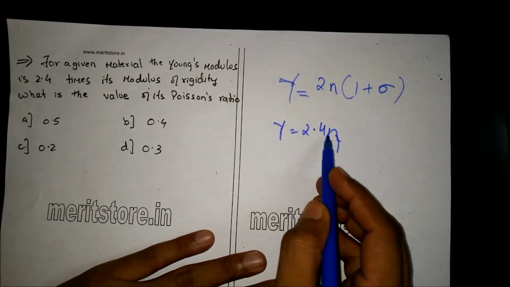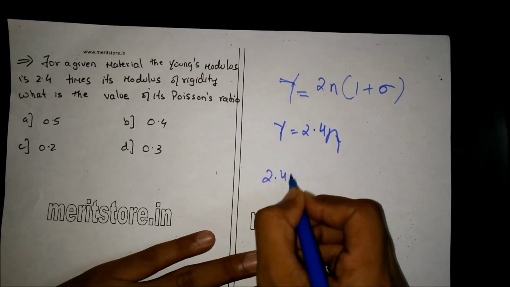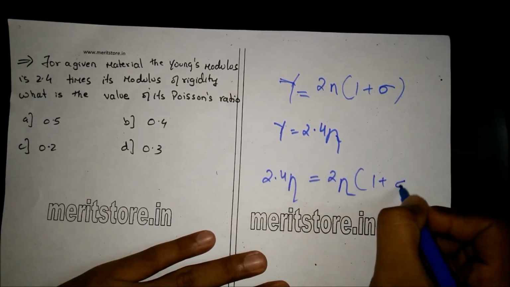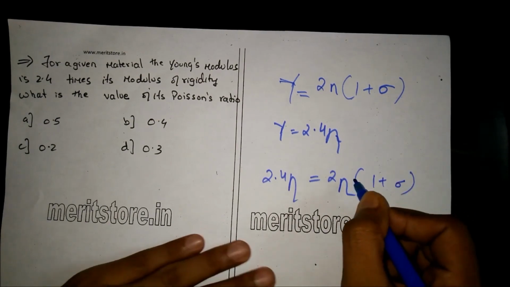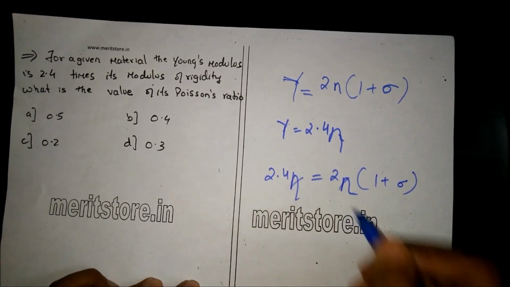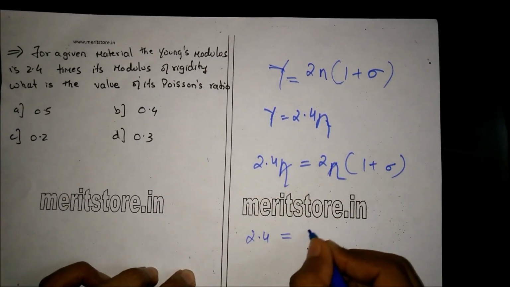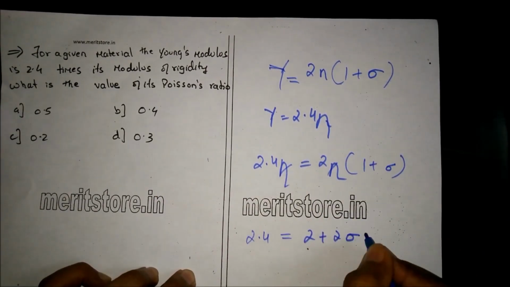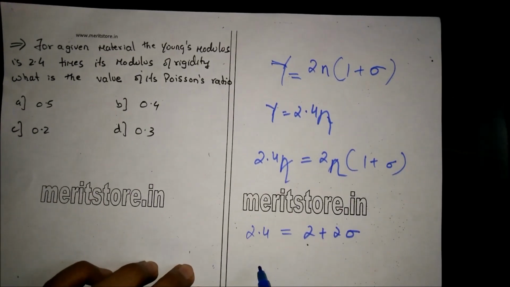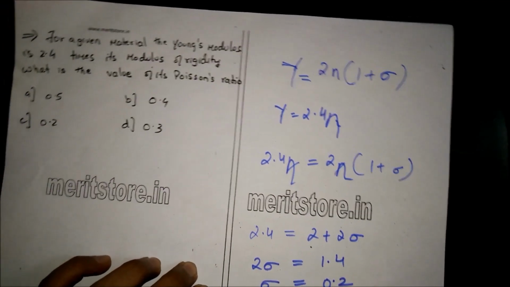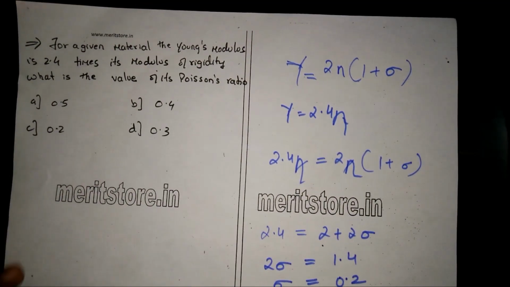Therefore, substituting the value of Y, we get 2.4 is equal to 2 into modulus of rigidity into 1 plus the Poisson's ratio. Now cancelling the modulus of rigidity on both sides, we get 2.4 is equal to 2 plus 2 into the Poisson's ratio. So 2 into Poisson's ratio will be equal to 0.4, therefore the Poisson's ratio will be equal to 0.2. Therefore here the correct answer is option C.